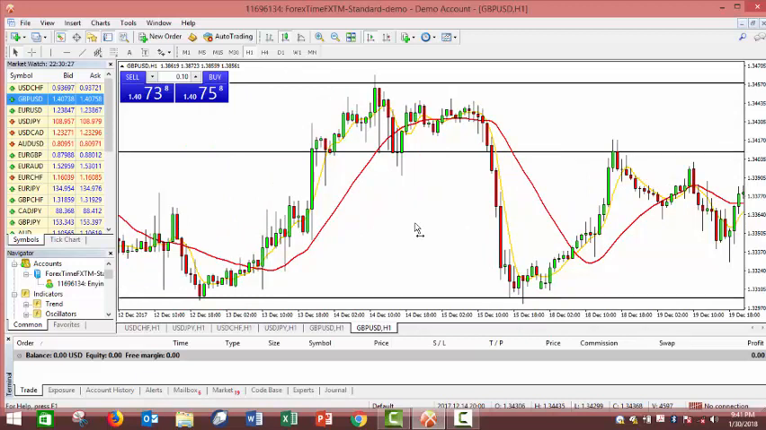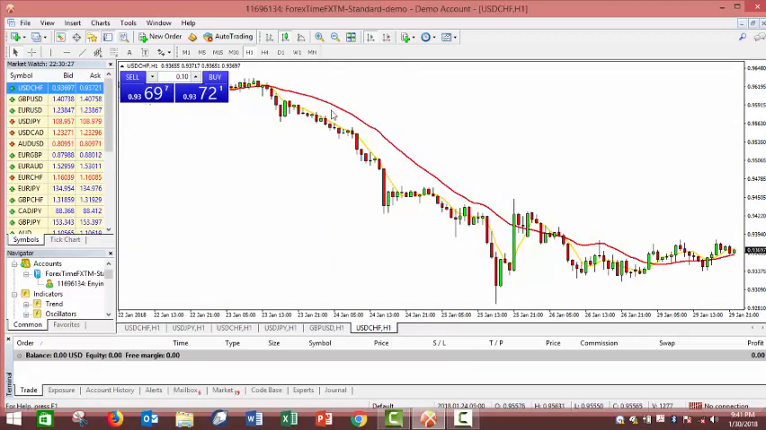The last one we want to talk about is the relative strength index. Let me remove these indicators.